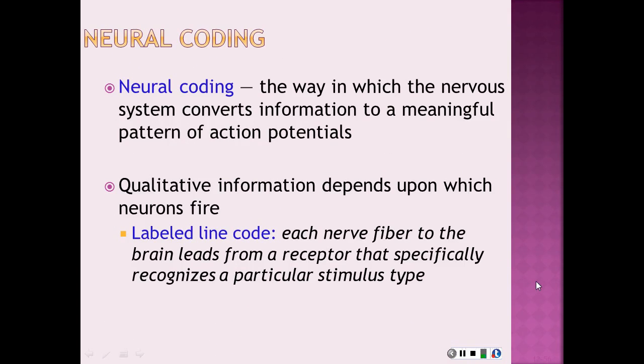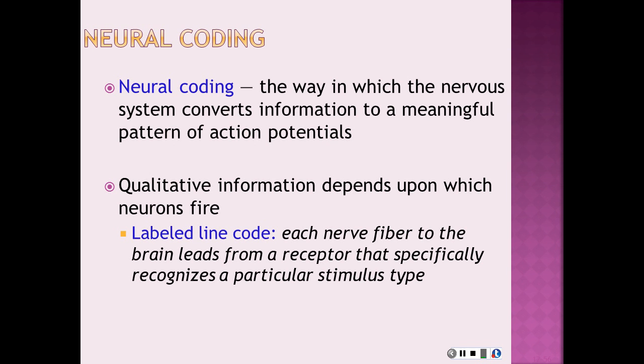Now, the way in which the nervous system converts information to a meaningful pattern of action potentials is called neural coding. The most important mechanism is the labeled line code. Each nerve fiber to the brain leads from a receptor that recognizes a particular stimulus type, such as the optic nerve fibers. They're going to carry signals only from light receptors in the eye.